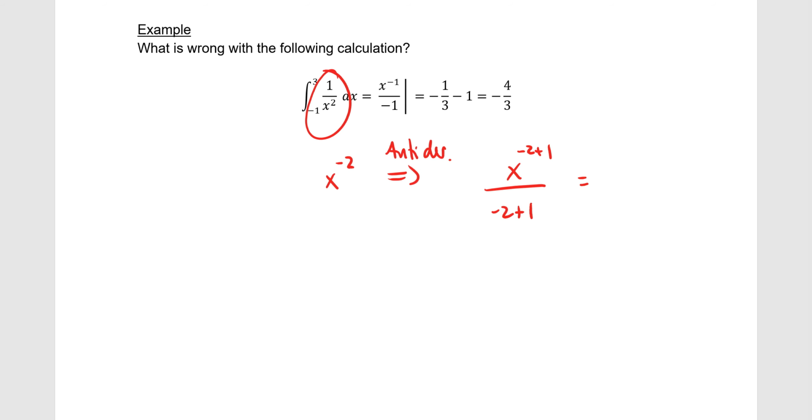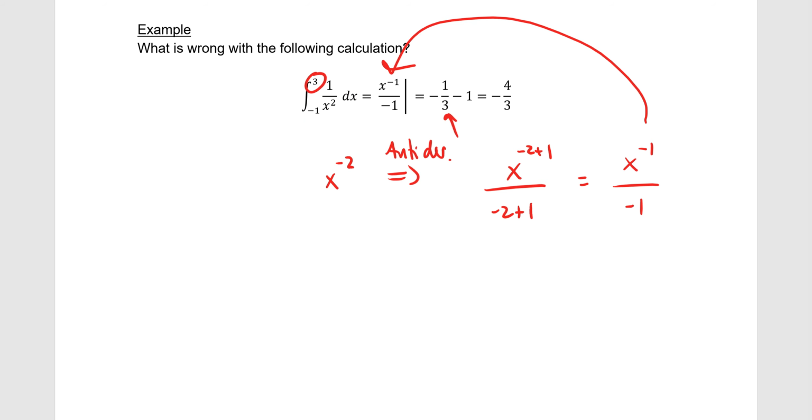That would give us x to the negative 1 over negative 1, which is written right here. And then we could plug in the upper bound of 3, and then get this, subtract, plug in the lower bound of negative 1, get this, and then evaluate and get negative 4/3. So everything seems fine, but there is something wrong with this.